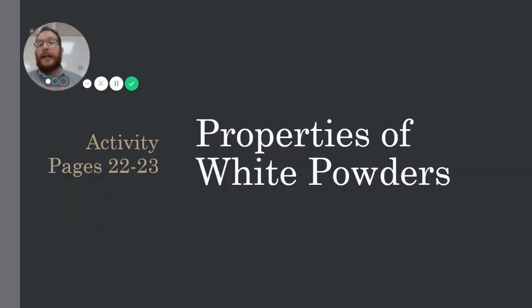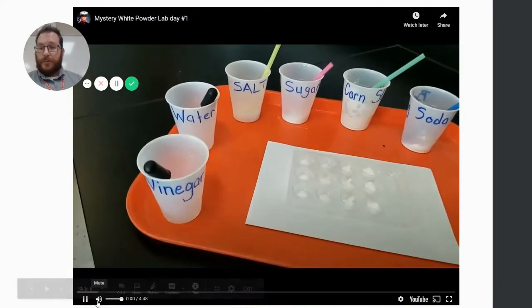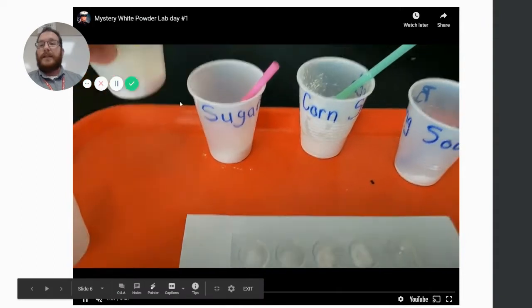Again, this would have been an activity that we did in class, and I'm going to show you a little video here. Properties of white powders. Basically, you can identify a white powder based off of the physical and chemical properties that it shows. So here's a video. And mute it. Basically, they've taken 4 white powders.